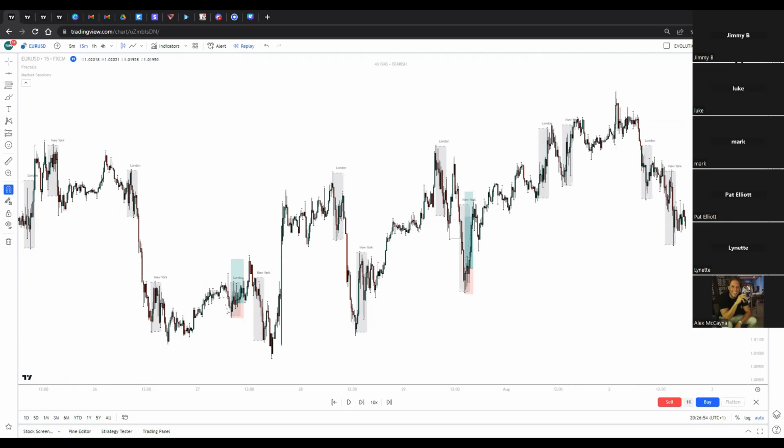Some of you might already be trading the extended sweep potentially. Again, if you've been quiet because you've been trading slightly differently, don't hold back. Everyone is here to learn.